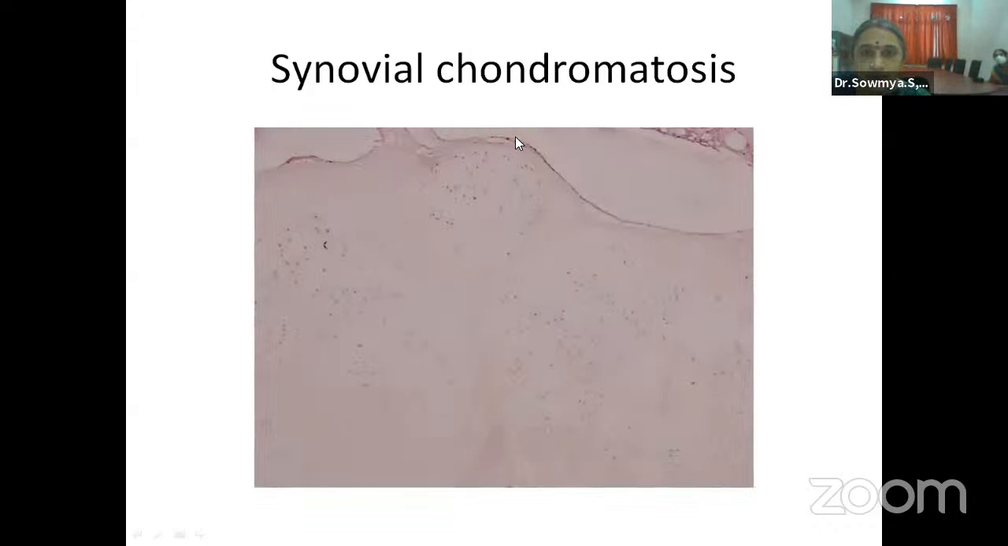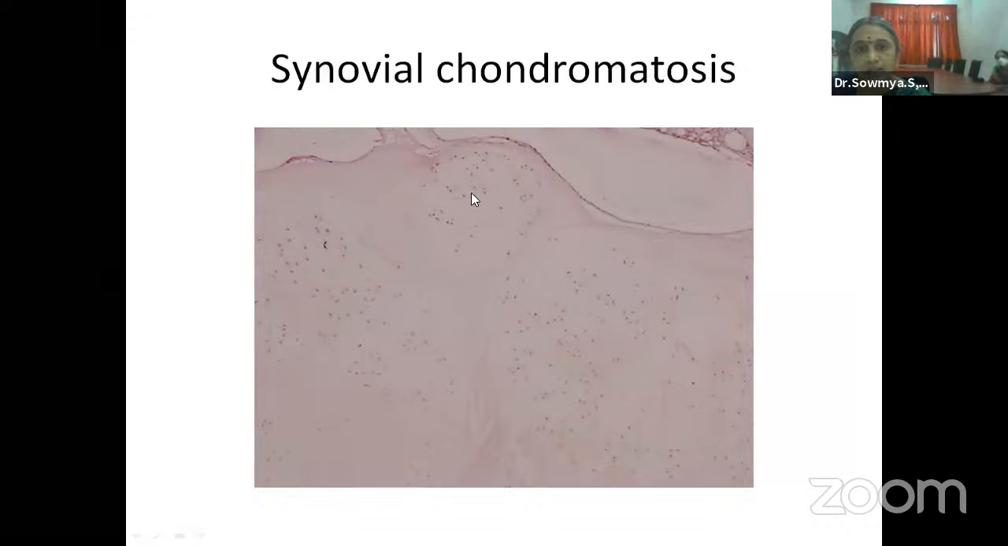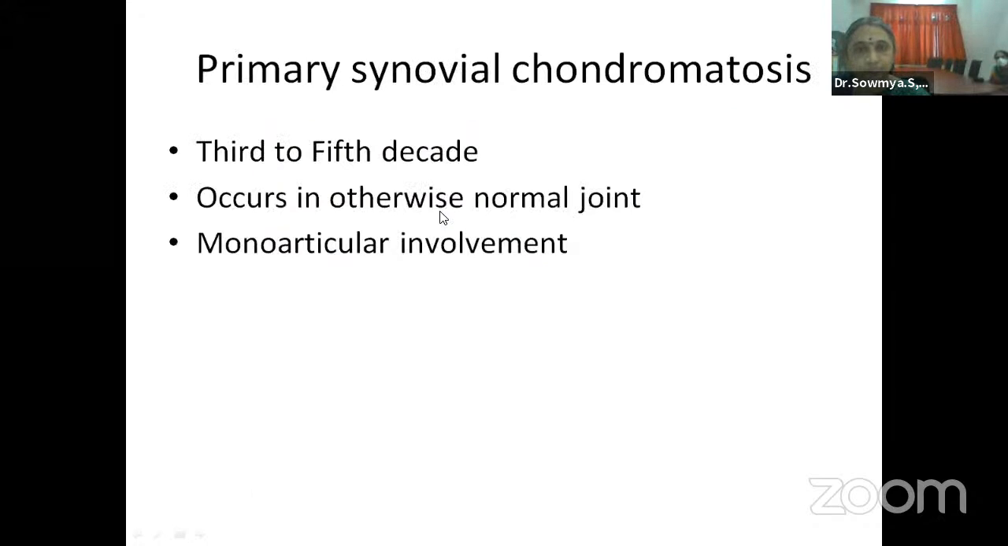So you can see the synovial lining, nice thinned out lining of the synovium, and beneath that you can see plenty of lobules of mature cartilage. So this is a classical appearance you can see under microscopy.